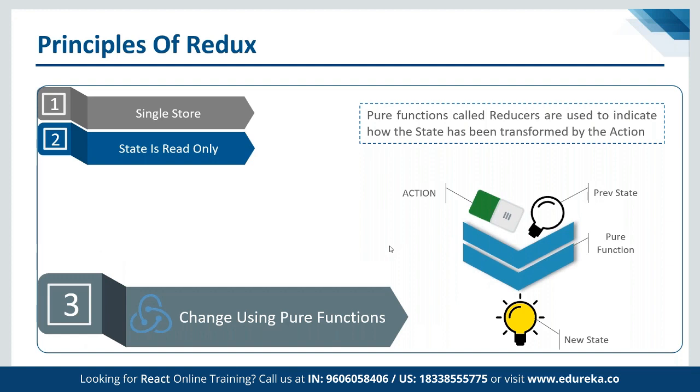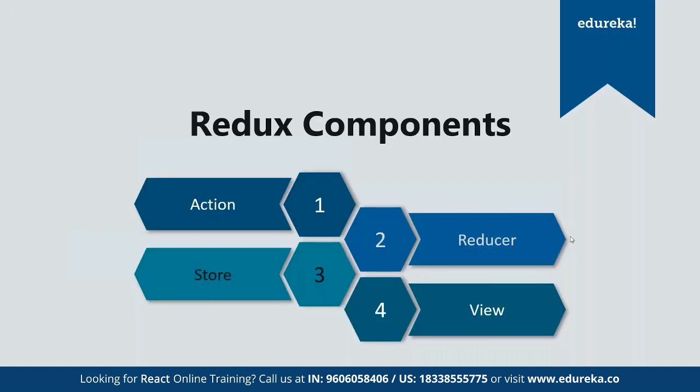And then third, we have changes using pure functions, where in order to specify how the state tree is transformed by actions, we need pure functions, and pure functions are those whose return values depend solely on the values of their arguments. Reducers are just pure functions that take the previous state and an action and return the next state. And we can have a single reducer in the application. As it grows, we can split it into smaller reducers, and these smaller reducers will then manage a specific part of the tree itself.